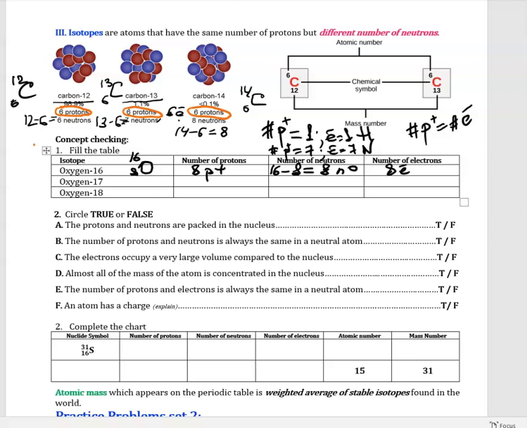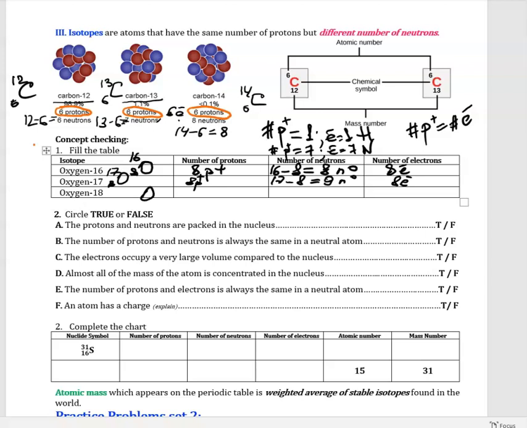Okay, so let's move on to oxygen 17. Oxygen 17, 8, because it's still oxygen, 17 here. Number of protons, 8 protons. Number of neutrons, 17 minus 8, which is 9 neutrons, but 8 electrons.